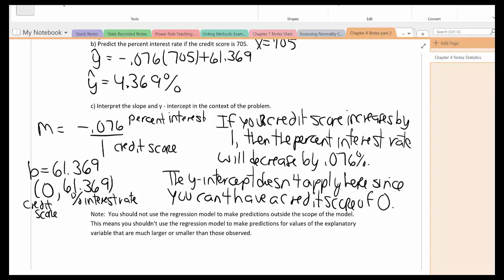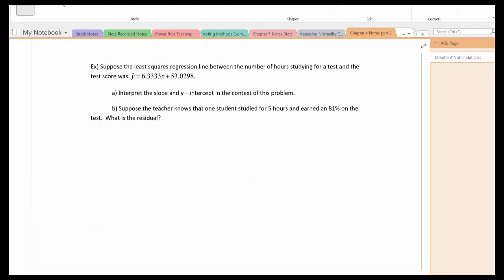So note, you should not use the regression model to make predictions outside the scope of the model. This means you shouldn't use the regression model to make predictions for values of the explanatory variable that are much larger or smaller than those observed. Okay, one other example. Suppose that the least squares regression line between the number of hours studying for a test and your test score is given by this equation. So we want to interpret the slope and the y-intercept.